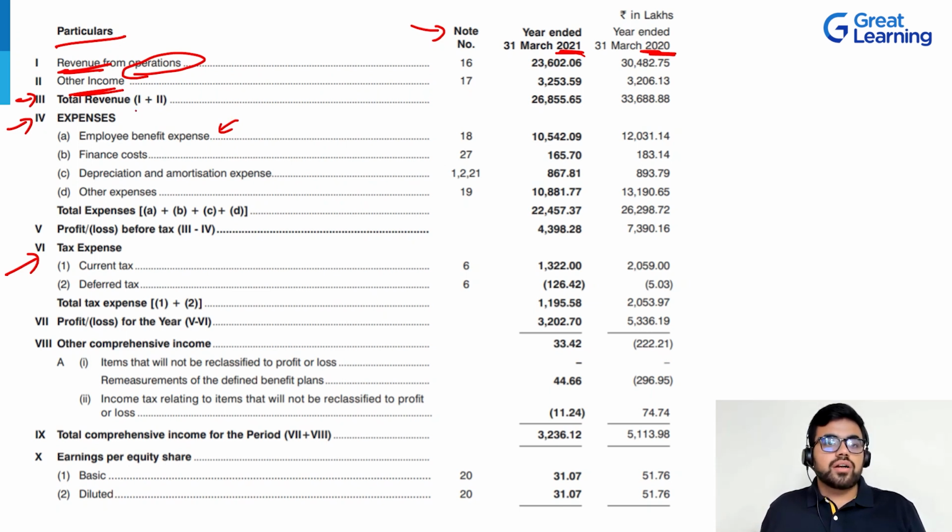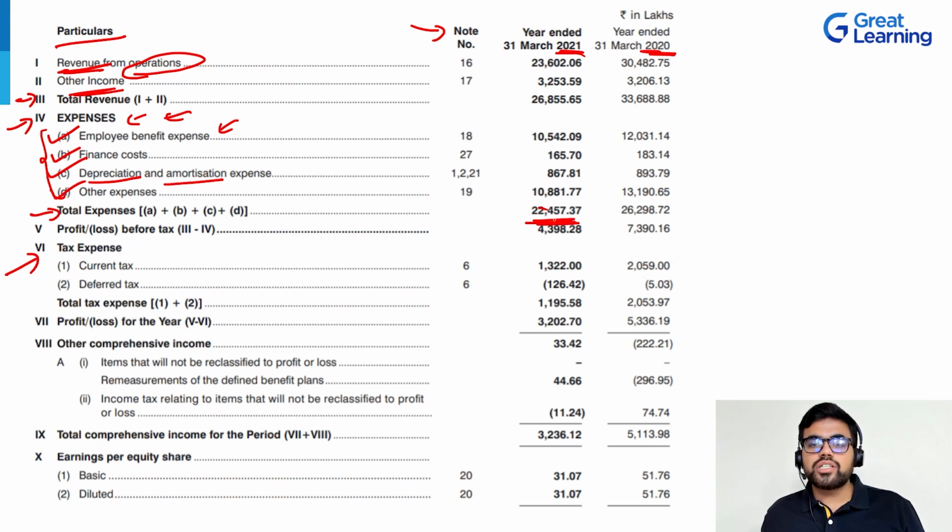Second part comes the expenses. Now this would include employee expenses, various financial costs, depreciation, and other expenses. Just as I said, some of the companies include depreciation and amortization in their expense part of it. So this company has done the same. So we can see and get the values of it. Now we get the total expense. After adding all these things, we get the total expense, that is 22,457 lakh rupees.